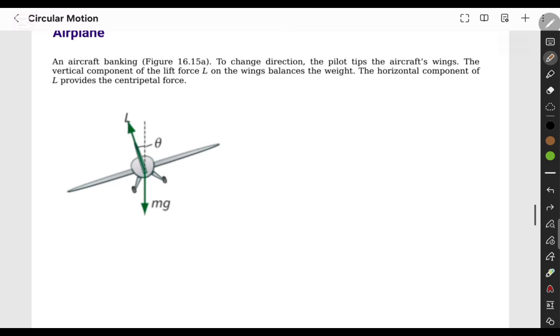Try this example as well, a bit more simple. We've got the aeroplane, we've got the lift force, and we've got the weight. I'm going to pull up the weight force, and this is going to be the direction of my centripetal force. We start from here, we reach here.